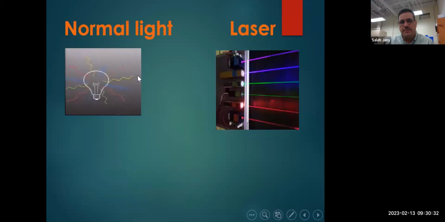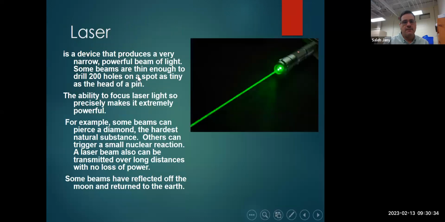So the laser is a device that produces a very powerful narrow beam of light. The beam is thin enough to drill holes in a spot as tiny as the head of a pin. It can be focused because it's already focused. It's already very thin. It will be monochromatic. It can be one specific color. It can be green, red, infrared, or ultraviolet.